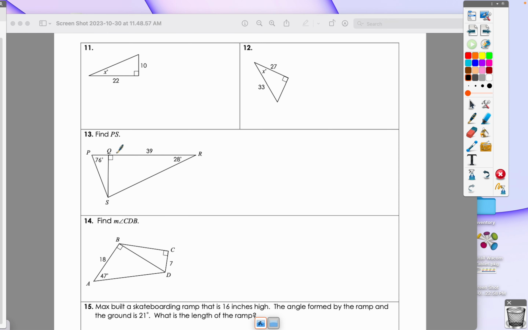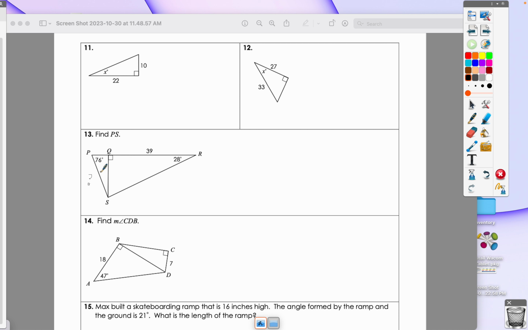Okay, so it says I got to find PS. Now, PS is this side right here. This is what I got to find. But looking at this triangle, because remember there are 3, but looking at PQS, I have to have one angle and one side, and I don't have any sides whatsoever. So I'm going to have to use the other triangle, the QSR, in order to get the shared side between them.